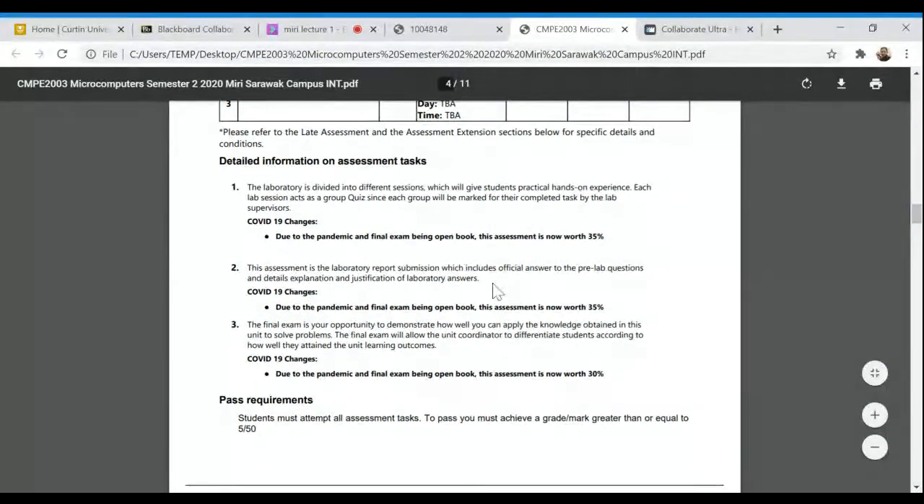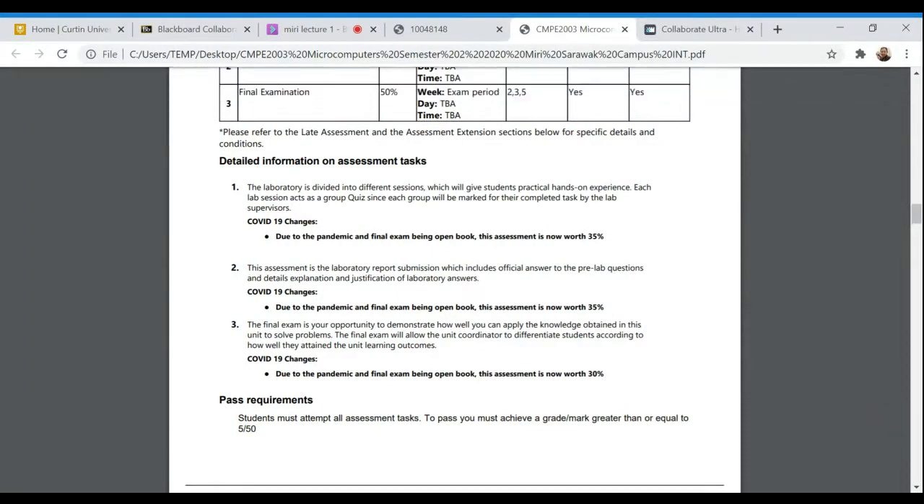This unit is tied to another more advanced unit, which is called Embedded System Engineering.